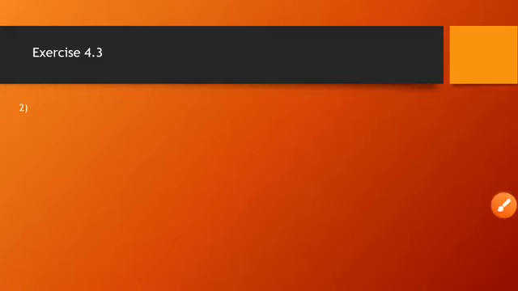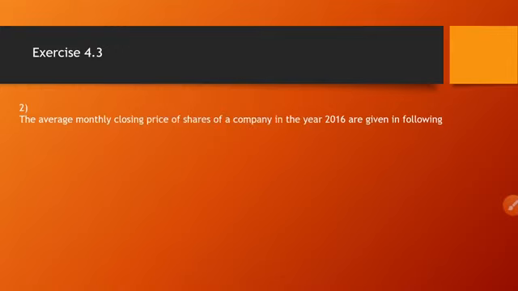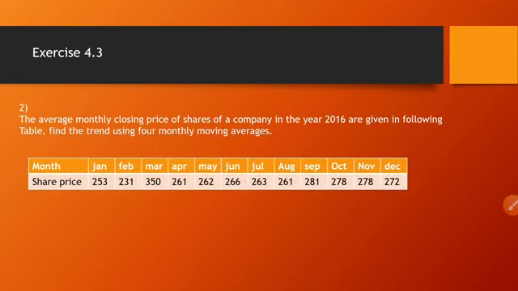So we are doing 4.3 number 2. This is also the 4 yearly average method. The average monthly closing price of the share of a company in year 16 is given in the following table. Find the trend using the 4 monthly moving average. It can be a yearly moving average, a monthly moving average, or a weekly moving average. It doesn't make any difference as such.